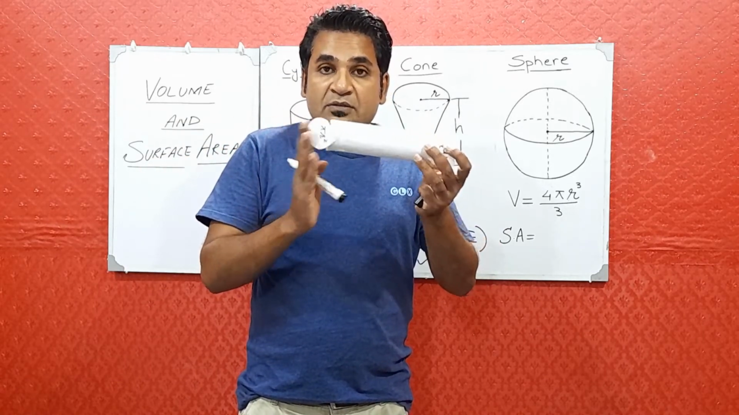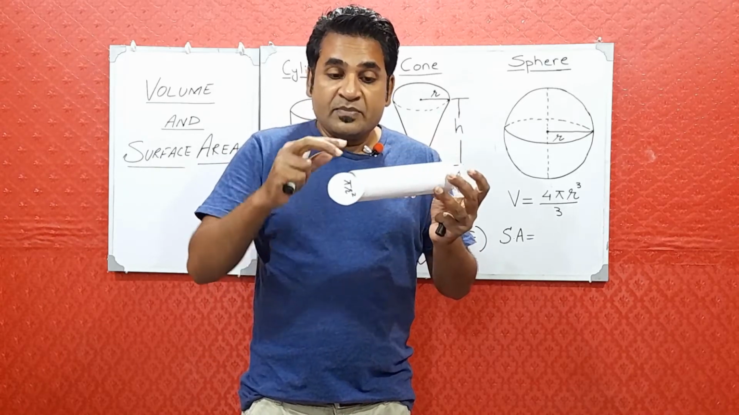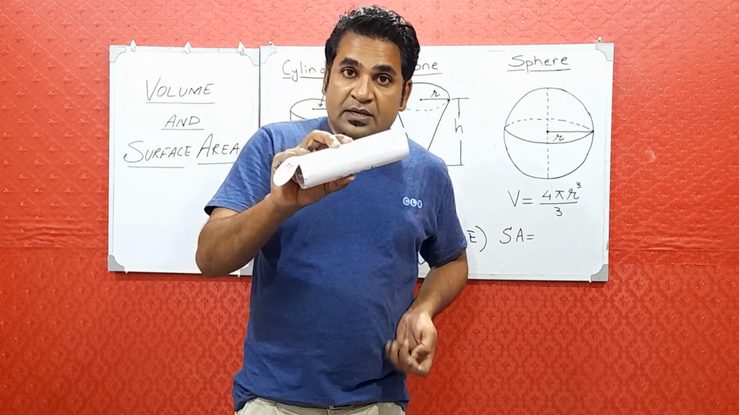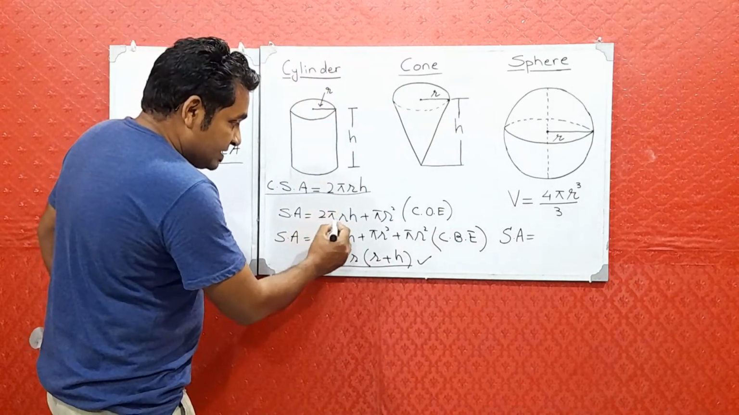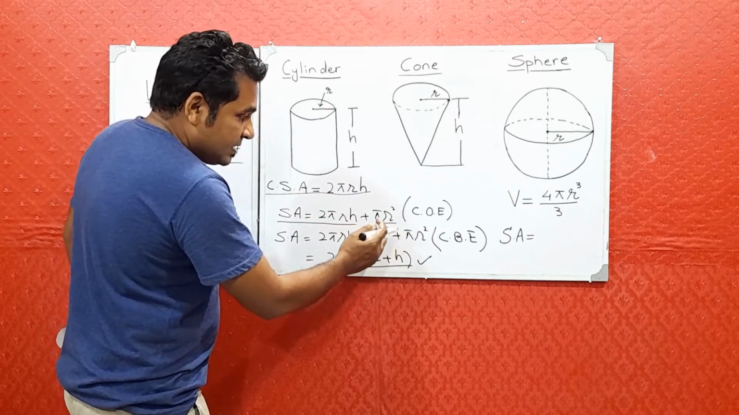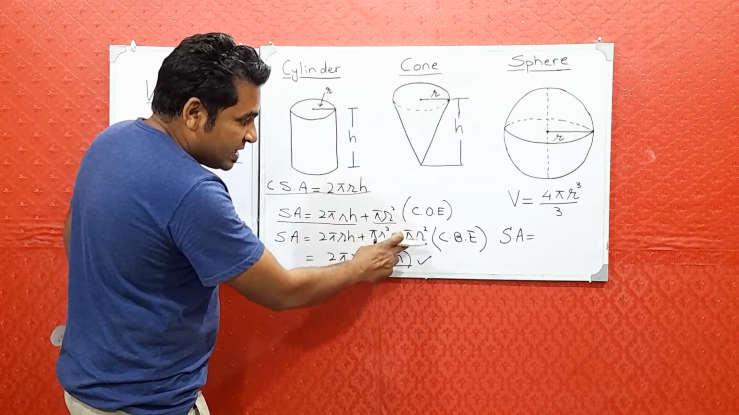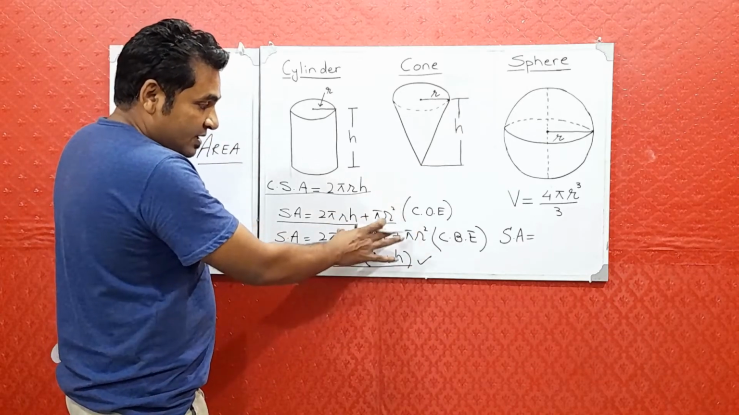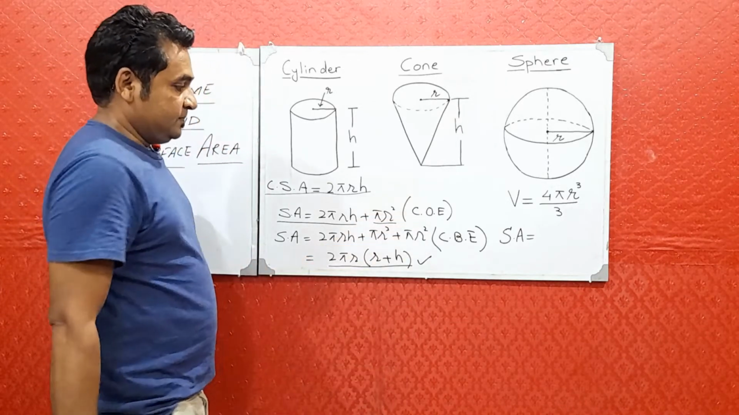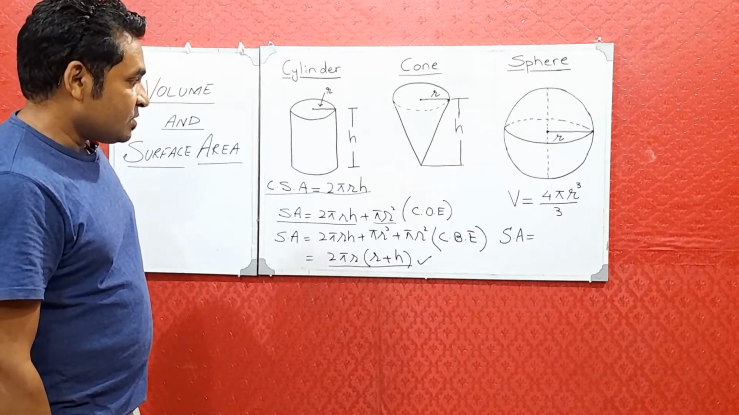So whether it is closed or open doesn't affect this, because this curved surface is actually making it a cylinder. So 2 pi r h will definitely be present in all cases, plus pi r square when it is closed at one end, and 2 pi r h plus 2 pi r square if it is closed at both ends. And if it is closed at both ends, then it further reduces to the form 2 pi r into r plus h. I hope I have made this concept clear to you.